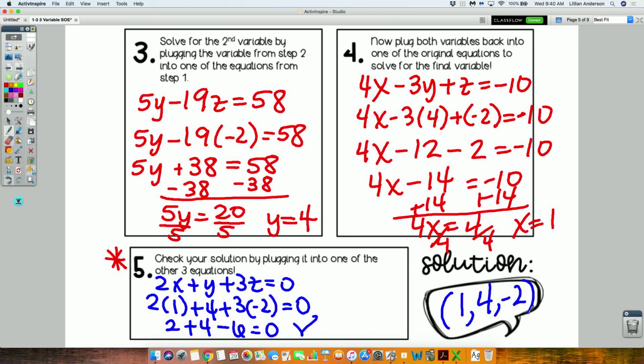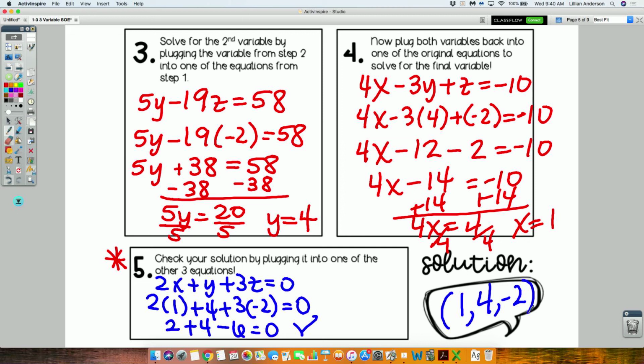So we use step 1. Pick 2 pairs of equations, eliminate the same variable. Step 2. Solve those new equations, just like how we've been doing. Then we'll find one solution. Step 3, we take that solution and plug it into one of the 2 variable equations. And then step 4, we take the 2 solutions we now have and plug it back into one of the originals. And we got to check just to make sure.